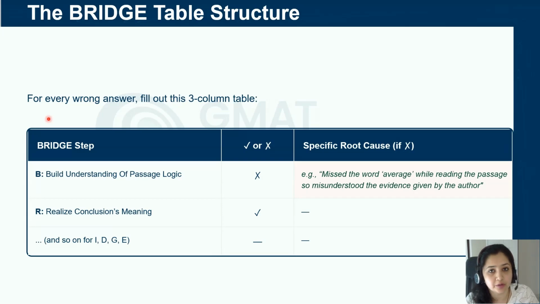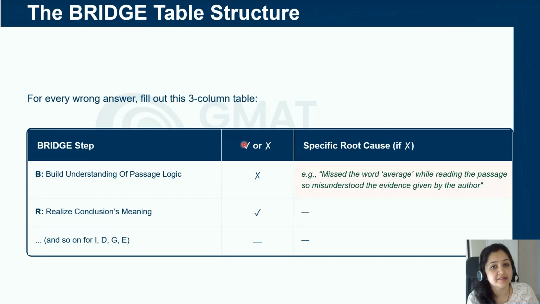Now, this is what your bridge table looks like. You have all the steps here, all the 6 steps here in the first column under bridge step. Then you have the second column with a tick and a cross, and you have a third column where you mention the specific root cause if you have a cross here. So, for each step, you will evaluate whether you did it properly or you did not do it properly.